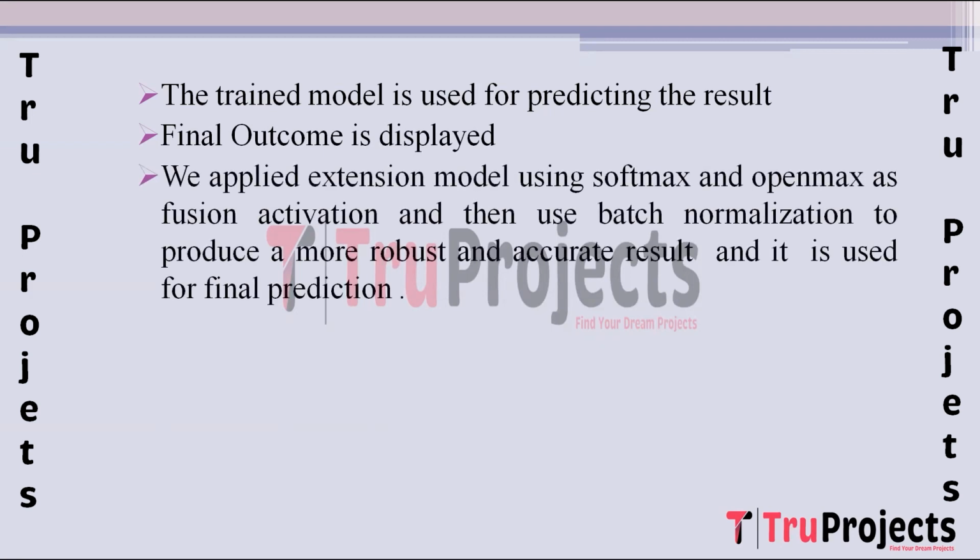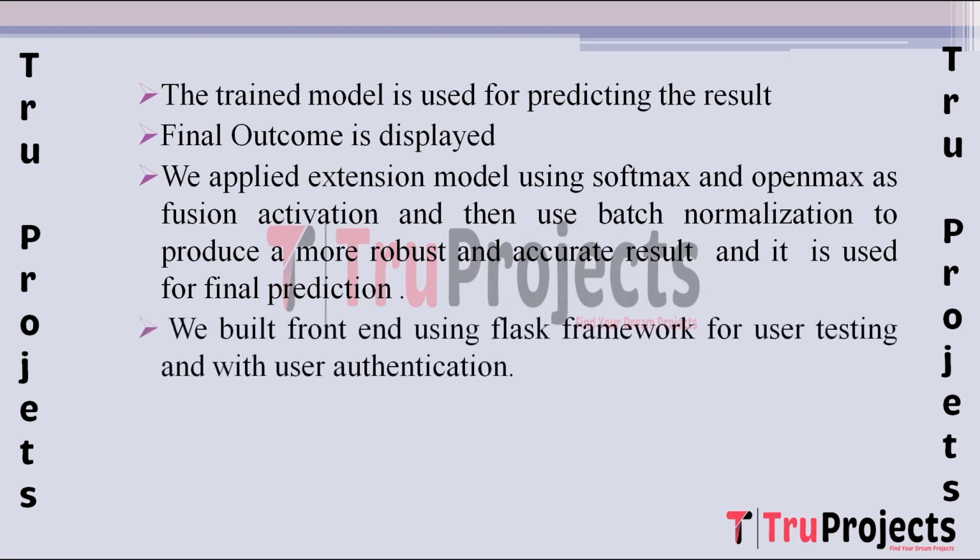The project enhances accuracy and robustness by employing an ensemble model with softmax and openmax fusion along with batch normalization. This improved model is used for making final predictions, ensuring more accurate fish species identification. A front-end user interface is built using the Flask framework to facilitate user testing. Users can interact with the system, input data, and receive predictions through this interface.